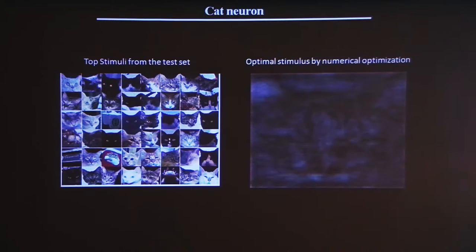Well, in light of that, can you offer some insight as to why the optimal stimulus for the cat neuron is so blurry? I don't know, I don't have good answers. It might be just a less reliable cat detector, or maybe cats move around more or something. I don't really know. Certainly, if you look at the cats, you have some black cats, you have some white cats. Yeah, it's a good question. I think there are substantially fewer cats on YouTube than there are people, so it's harder to learn a cat detector than a human face detector.